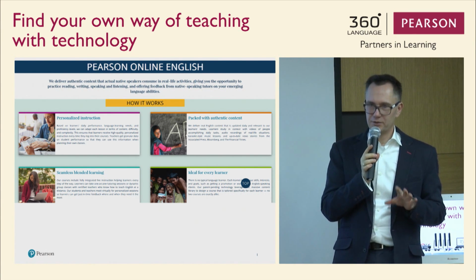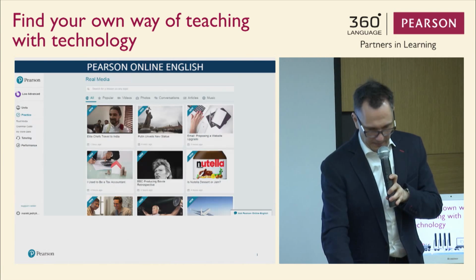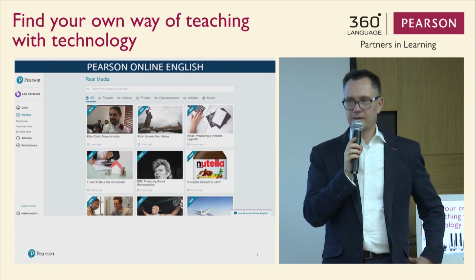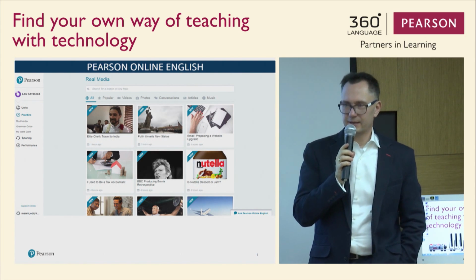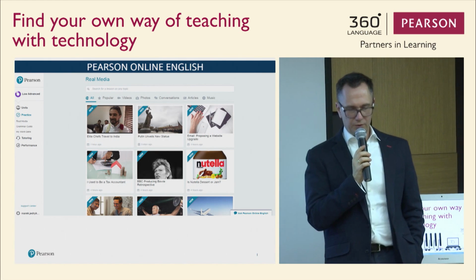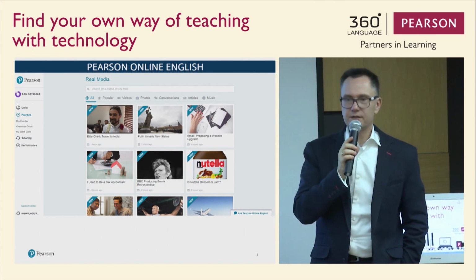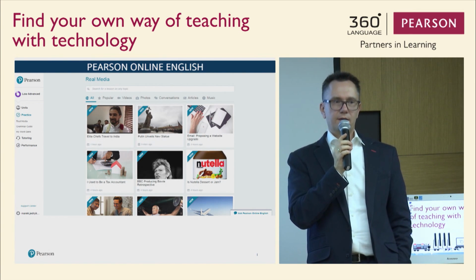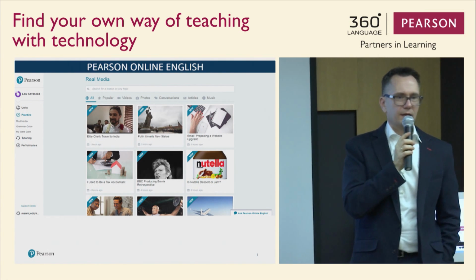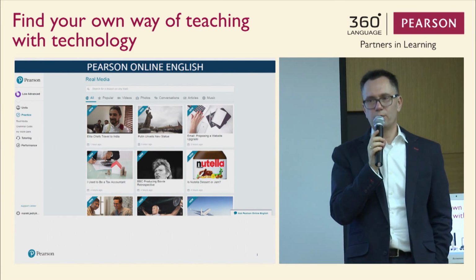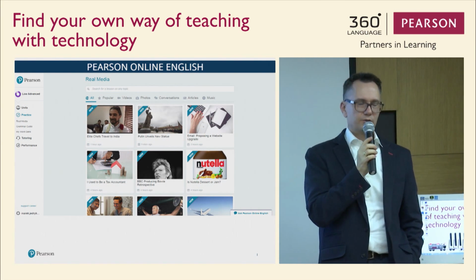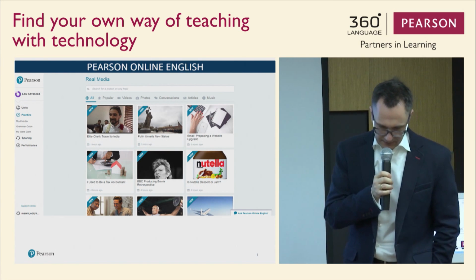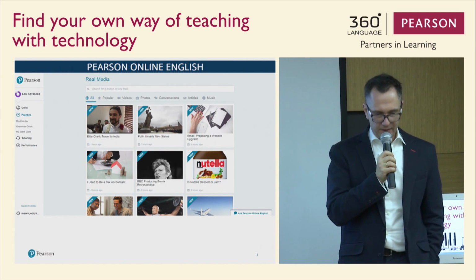Pearson Online English is a service for the students. So if your students get access, they will be able to choose what topics they are interested in. They will be able to take a test, a kind of placement test, so that we can decide at which level they are and where we should take them. And once they do that, some materials will be prepared for them.